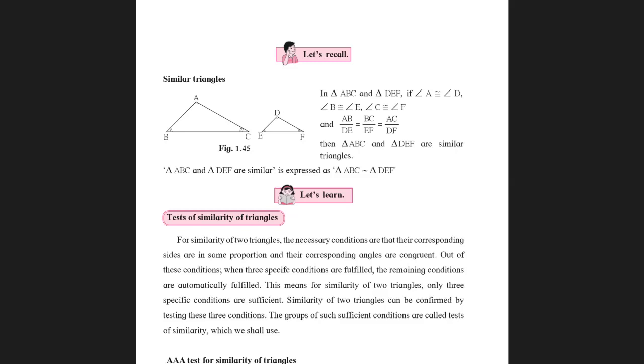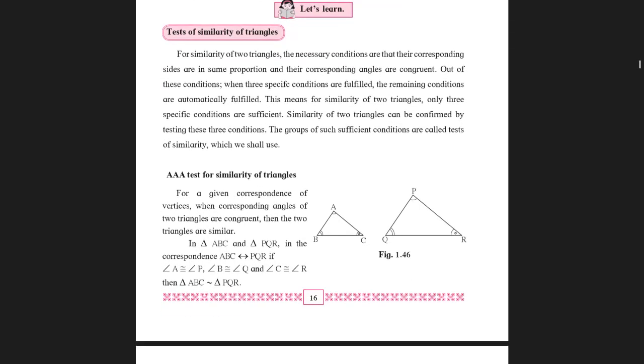Now, there are some tests for similarity of triangles. The first one is called AAA test. Now, what it means is, if you have two triangles ABC and PQR, for the correspondence ABC corresponds to PQR, then if angle A is congruent to angle P, angle B congruent to angle Q, and angle C congruent to angle R, then you say that the two triangles are similar. Now, instead of having AAA test, all three angles to be congruent, even if you have two corresponding angles which are congruent, you can say that the two triangles are similar.